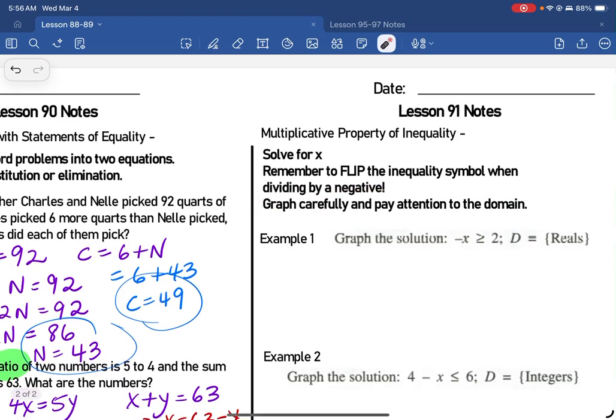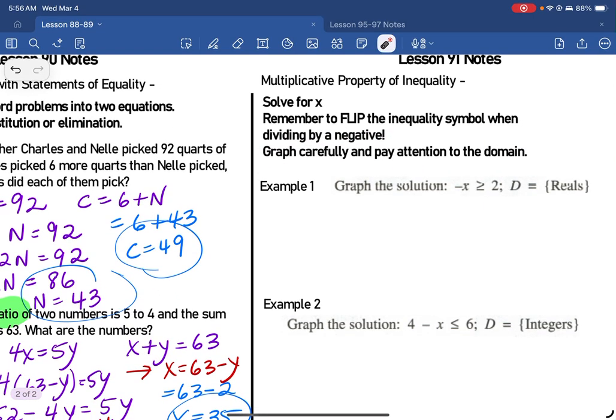All right. So this first example, example 1, says graph the solution. Negative x greater than or equal to 2. The difference in this lesson is the domain. When it says reals, you're going to shade in the line. When it says integers, you're going to place dots, because remember, integers are only the tick marks on the number line, not the in-betweens. So first things first, I have to get x alone.